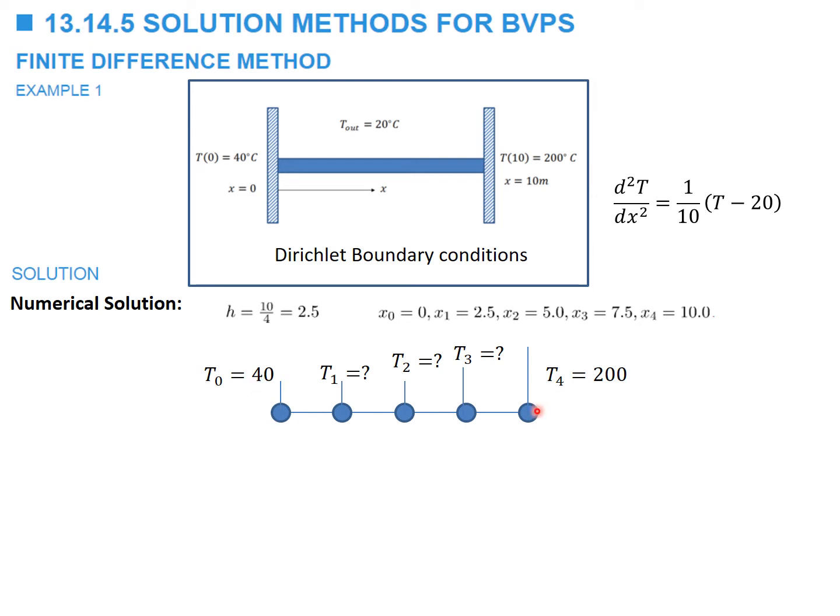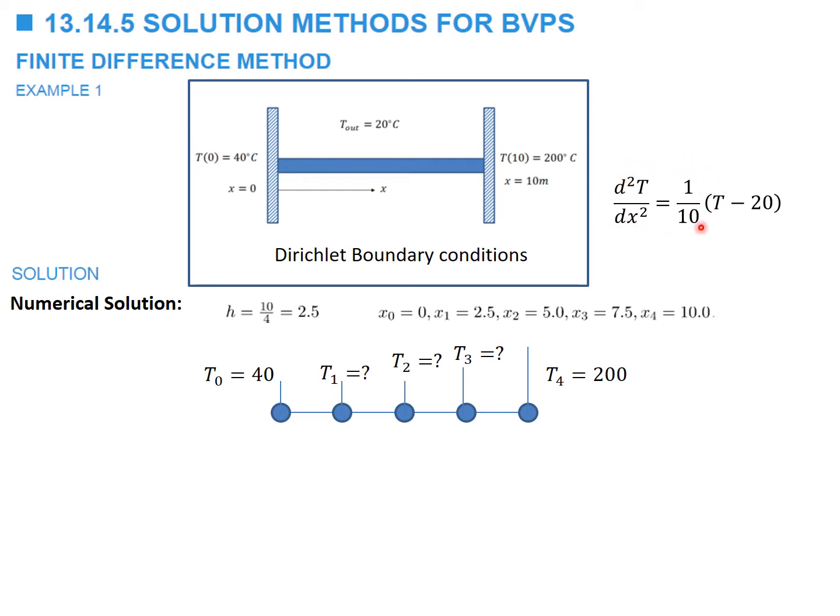We know the value of the temperature on this end is 40, and we know the value of the temperature at this end as 200. So 200 is here, and 40 is here, and we're trying to find the temperature in between at these intermediate points. To find the temperature at these intermediate points, this is 1, 2, 3, 3 unknowns. I need to write 3 equations in these 3 unknowns. So to write these 3 equations, I'm going to utilize this differential equation.